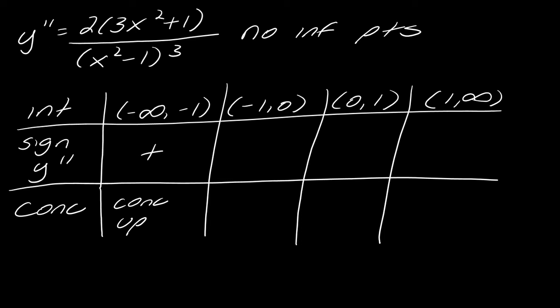Now something interesting is going to happen if I choose something between negative 1 and 0. When I plug that in, if I put something smaller than 1 and square that, and then subtract 1 away, this will end up being negative, and it will stay negative because I'm cubing it. The top will still end up being positive. So I have a positive over a negative, so this ends up being negative. So I'm going to have something concave down in this case.